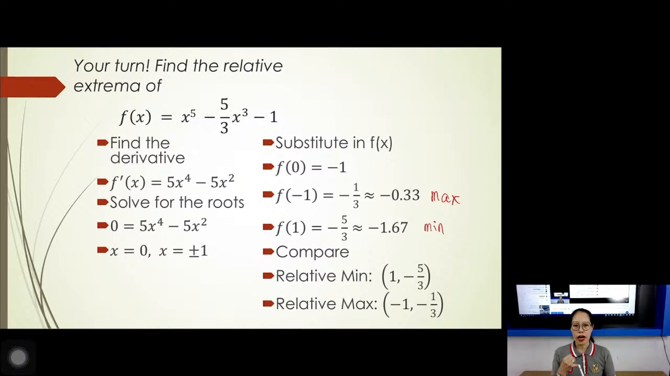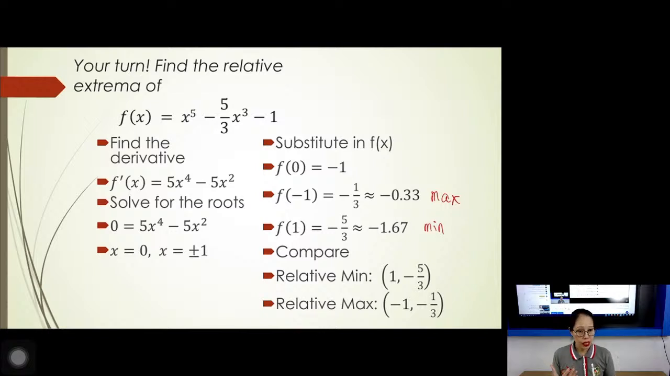Step number 1, we need to find the derivatives. Of course, you know how to find your derivatives, right? You have to apply your chain rule if necessary, your quotient rule, your product rule, and other rules if necessary. Step number 2 is, of course, to solve for the roots. Before you can solve for the roots, you have to equate it to 0. After finding the roots, the next step is substitution. We're going to substitute the value you got in our function.